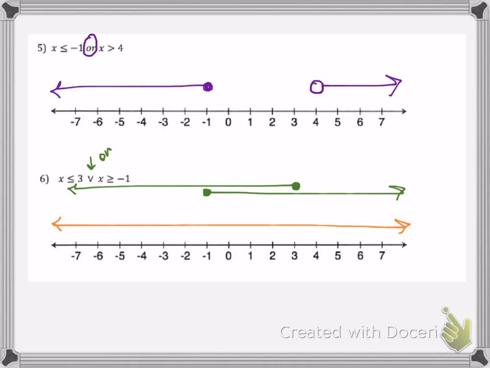Because if it fits the top one, it's going to go forever to -infinity from 3. And if it fits the bottom one, it's going to start at -1 and keep going to positive infinity. So you would write an all real symbol next to your graph, and you would also show me above your number line that you know that this would be all solutions. Everything would work.